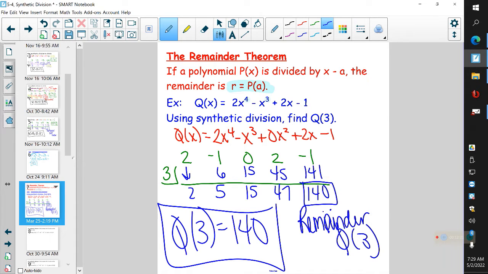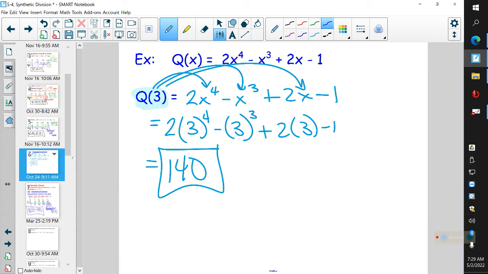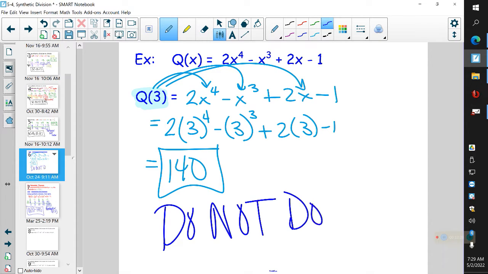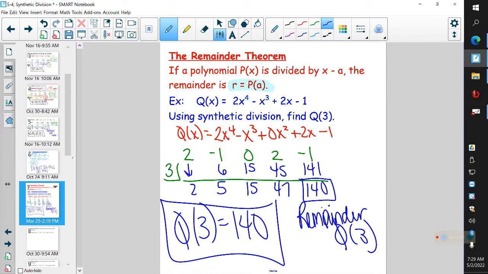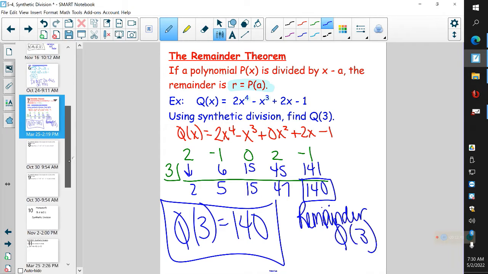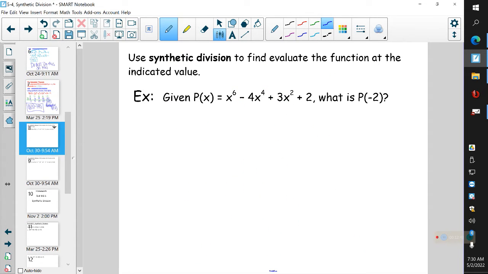homework. You are not going to do this. Do not do this. I do not want you to plug and chug on your homework. What I want you to do is to do synthetic division and show me what the remainder is, and that remainder will be equivalent to it. So here we go. Use synthetic division to evaluate the function at the indicated value.